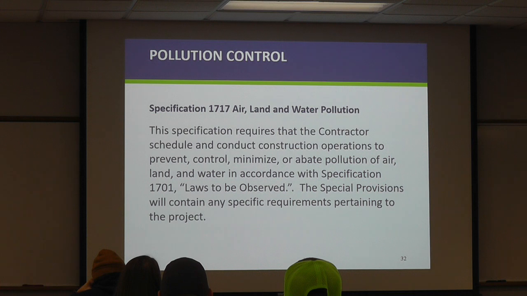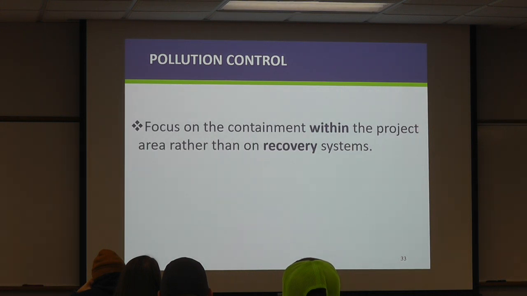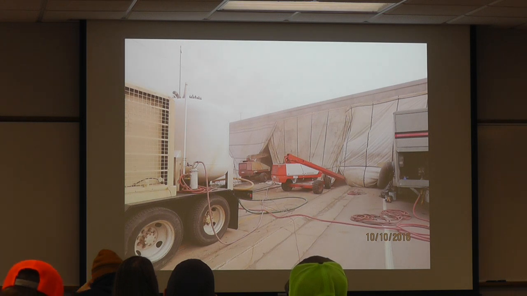Little pollution control stuff. Focus on the containment within the project and not necessarily rely on recovery systems. So what I mean by that is anything that's coming from within the contained area is known as fugitive dust. There are regulations against it, so it's not just a, well, that doesn't look that bad. It's an EPA thing. And fugitive dust from blasting operations from within the containment are supposed to be collected by a dust collector.